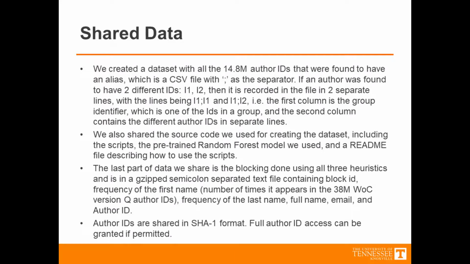Lastly, we share the data that had blocking performed using all 3 heuristics, and it is in a gzipped semicolon-separated text file containing the block ID, the frequency of the first name, the frequency of the last name, the full name, the email address, and the author ID of each author. The frequency values of the first and last names of an author are generated with respect to how common they are found throughout the 38 million authors in the original dataset. All links for the shared data are provided in the paper.